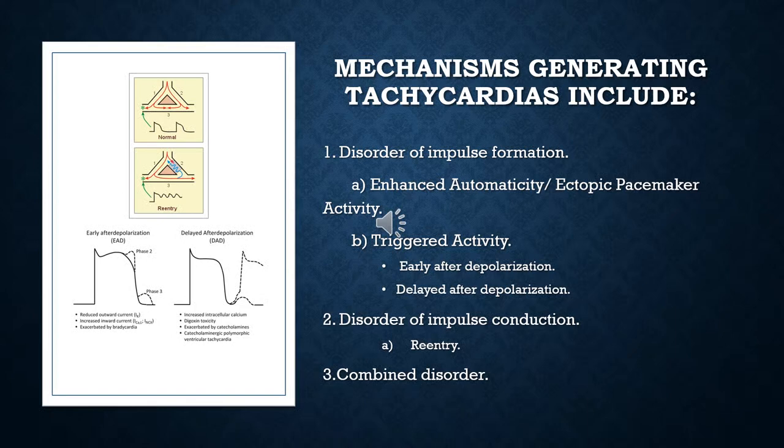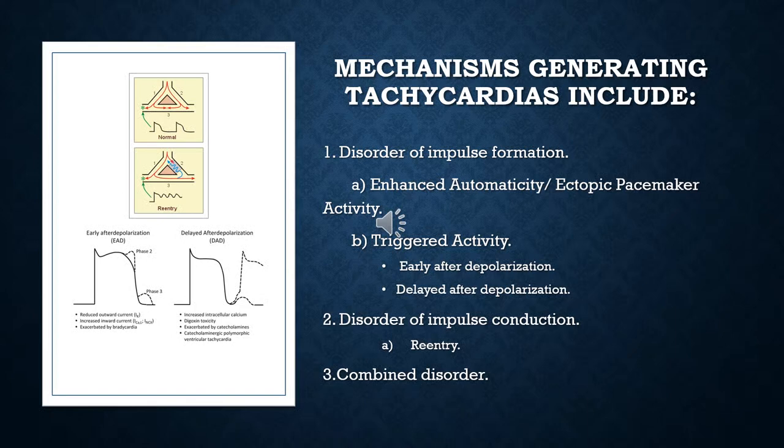And the second type is triggered activity. What's meant by that and that? Enhanced automaticity معناه الأريزميا دي arise from the normal pacemaker of the heart, but the automaticity was abnormal. Ectopic pacemaker activity means that we have an ectopic focus which is present outside the conductive system of the heart, either in the atrial muscle or in the ventricular muscle.